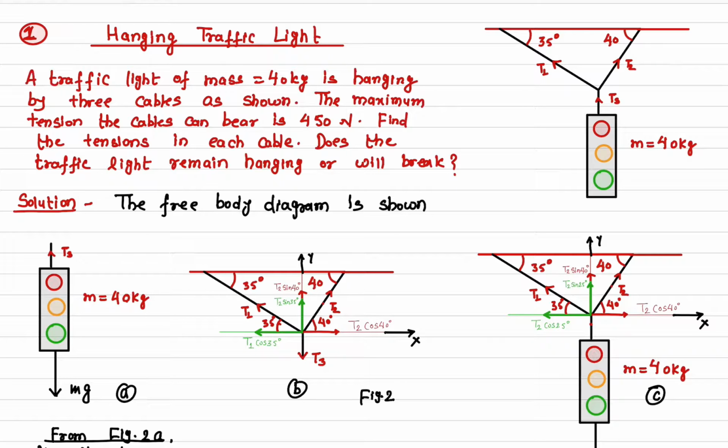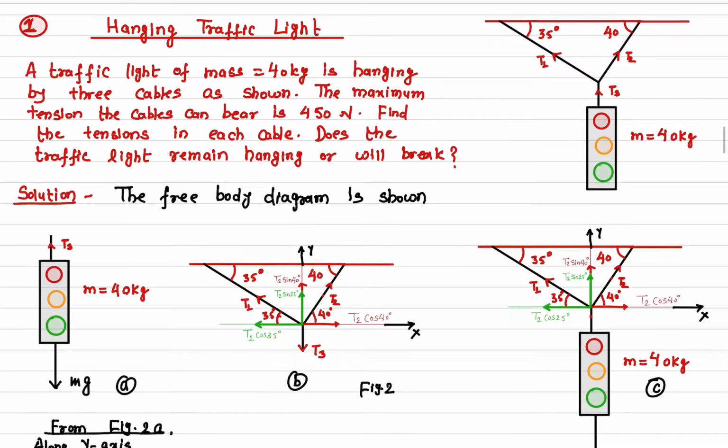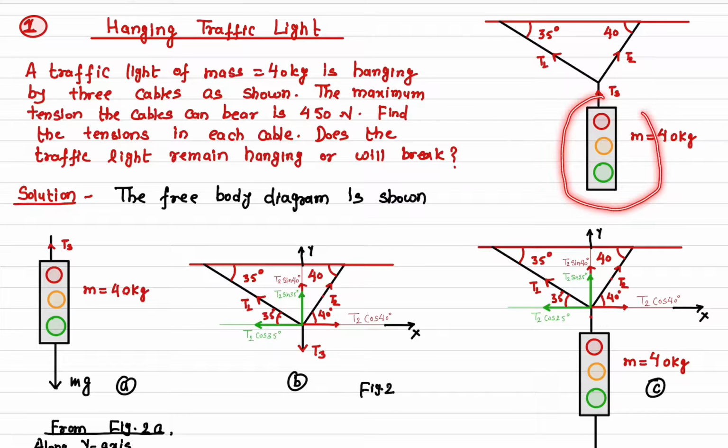Or in other words, we need to find out what is the tension in each cable. Let's do that. So the first thing while you're solving this problem is to draw the free body diagram. So what I'm going to do here is draw the free body diagram for this hanging traffic light.